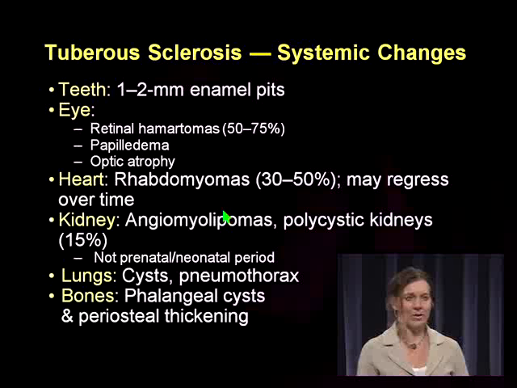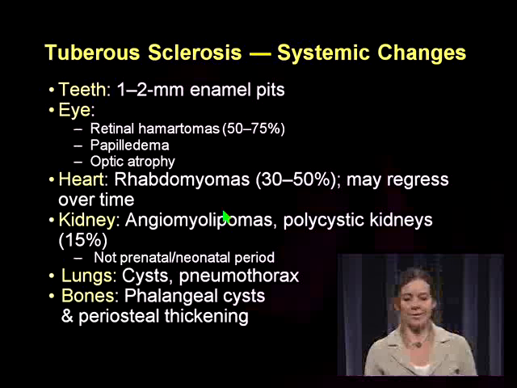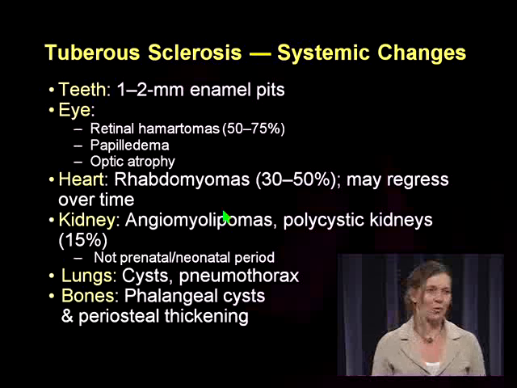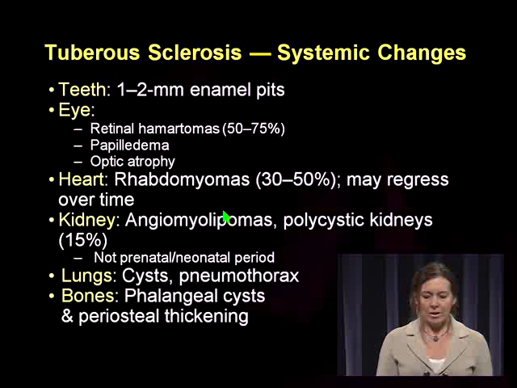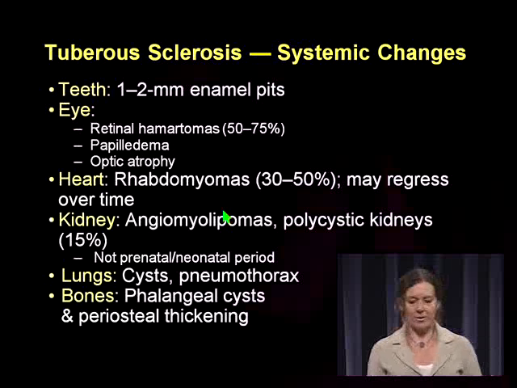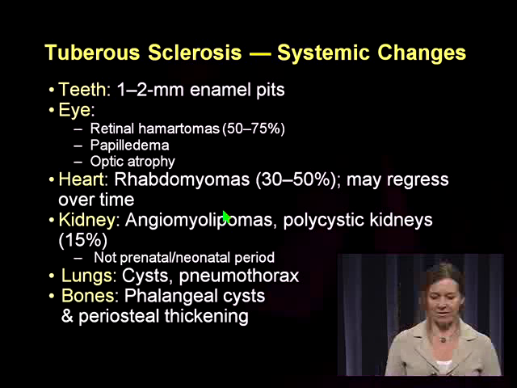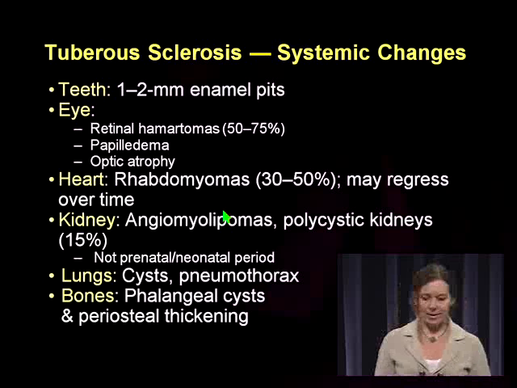For the cardiac lesions, you can get cardiac rhabdomyomas. These tend to be present prenatally or early in life and usually regress over time. The kidney lesions tend to not be present prenatally or in the neonatal period, but tend to develop over time. And this is more common with type 2 tuberous sclerosis. They get the polycystic kidneys and the angiomyolipomas, estimated to occur in about 15% of patients. And then rarely you can see pulmonary or bony abnormalities.